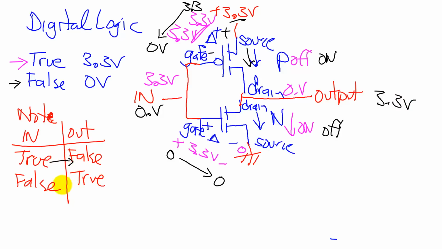True goes to false, and false goes to true. And this is just a glimpse of how digital logic works inside the computer.